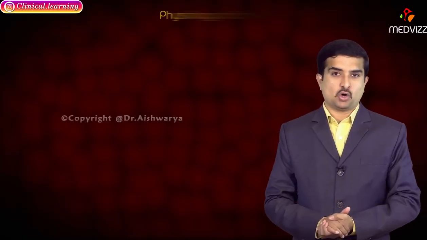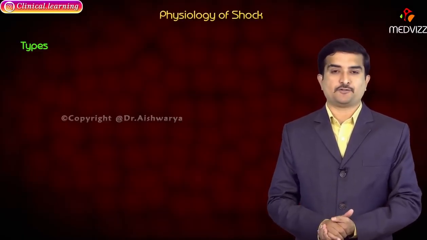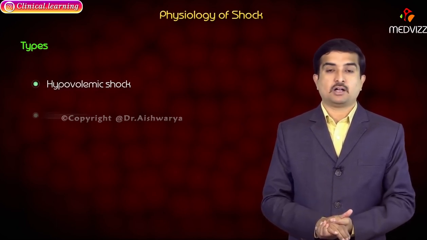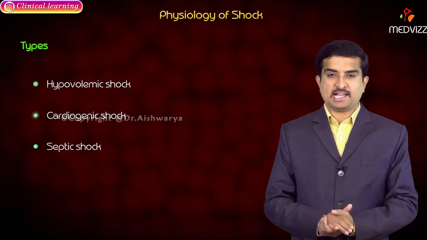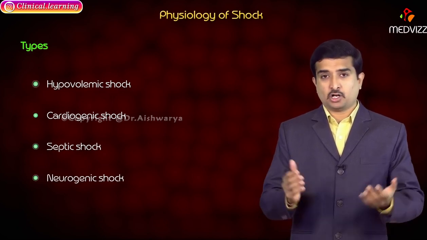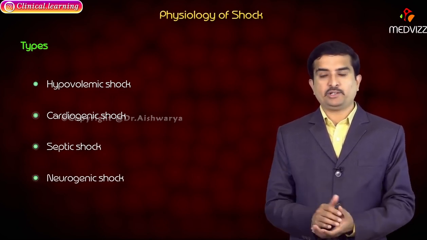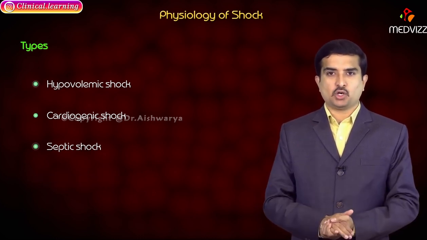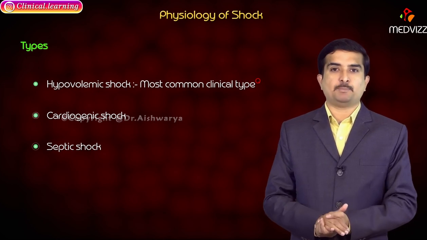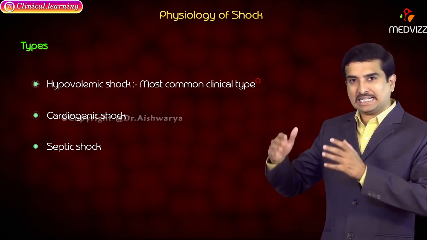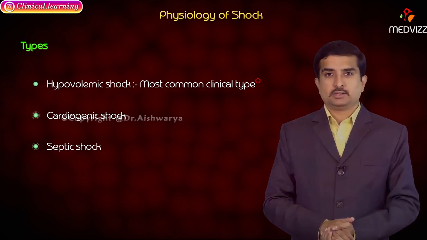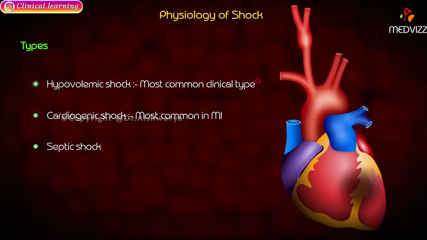Let us discuss shock as well as the various types of shock. We have the following types: hypovolemic, cardiogenic, septic, as well as neurogenic. But for cardiovascular physiology, we are not going to discuss neurogenic shock in detail. Hypovolemic shock is the most common clinical type of shock, and cardiogenic shock is the most common type of shock in MI.